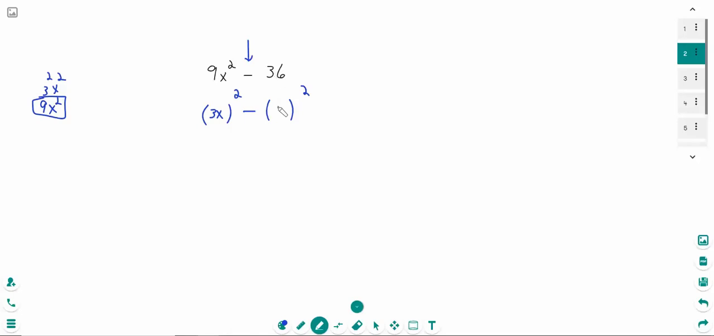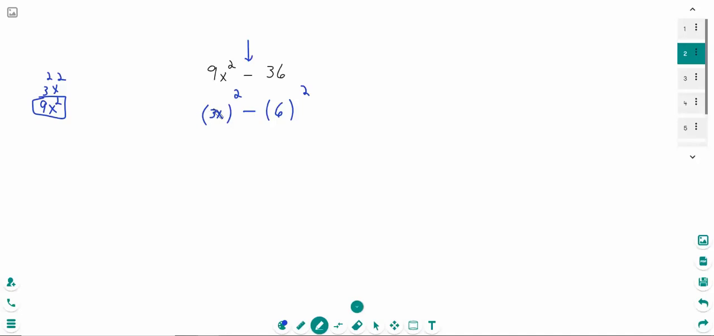Could this be written as something squared? Sure. 6 squared, right? 6 squared is 36. So there, we've proven now that this is a perfect square. And only once we've proven that it's a perfect square can we proceed with the factoring.